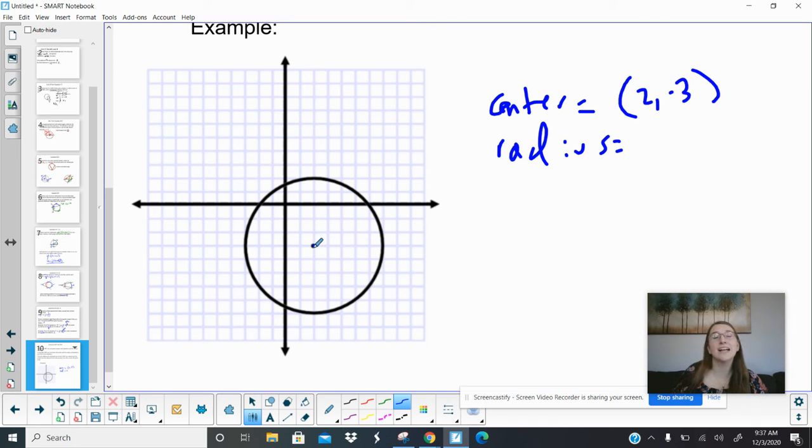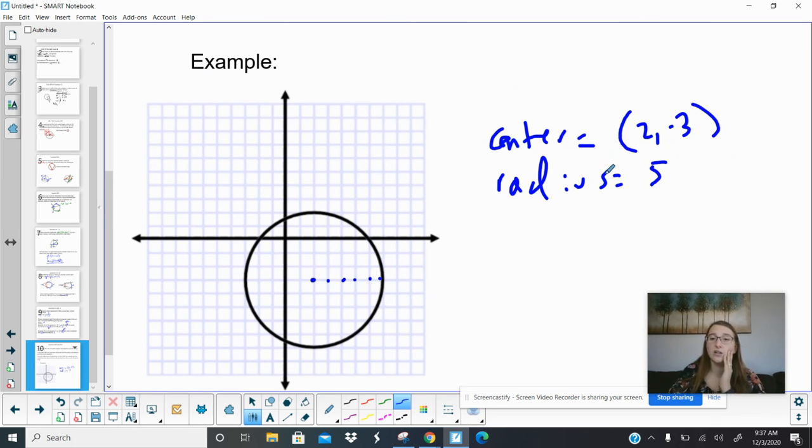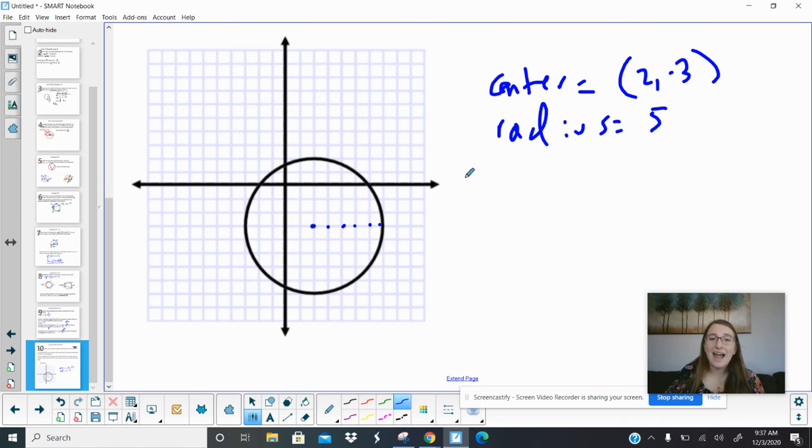Our radius, so you had to remember that the radius, the definition of it, is from the center to the outside of the circle. So the radius starts at the center, and then I can count in any direction to the outside of my circle. So 1, 2, 3, 4, 5. So the radius is 5. So again, in 18, you would have already been given that. So that's the only difference between the two. Now we have to pick the correct equation based on this center and the radius.